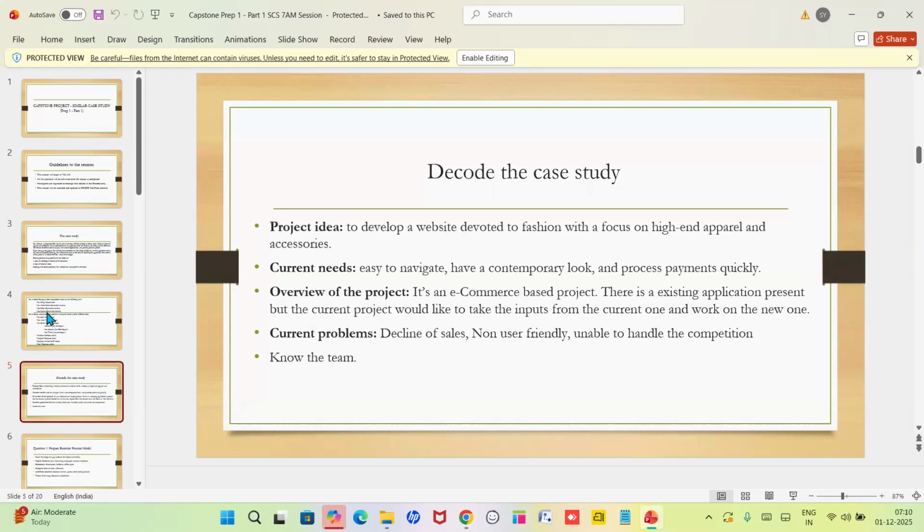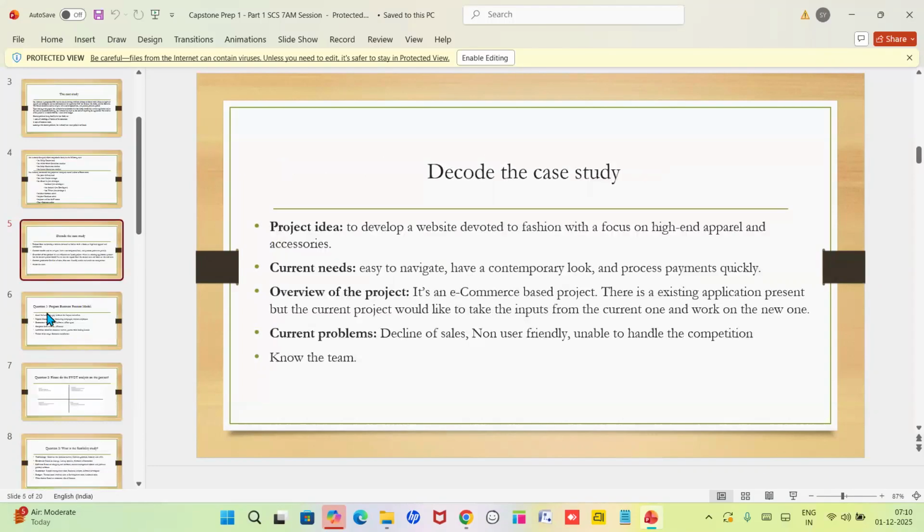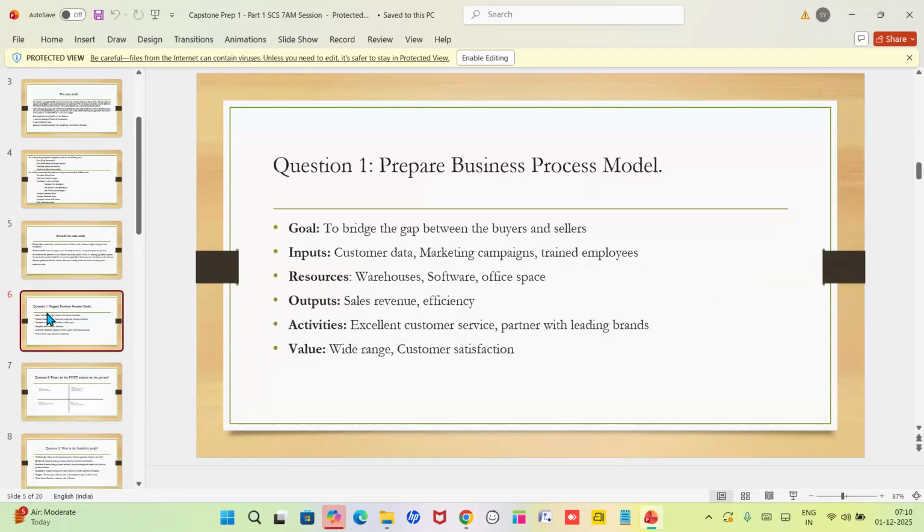So these are the problems we have with that application. Based on this case study, we need to go through that. Coming to question 1, this is all about the case study. We have decoded the case study, and now we are going to answer the questions given. So question number 1 is to prepare a business process model, BPM. In this business process model, we need to know what is the goal of the project, what are the inputs, what are the resources, outputs, and what are the activities and values of this project.